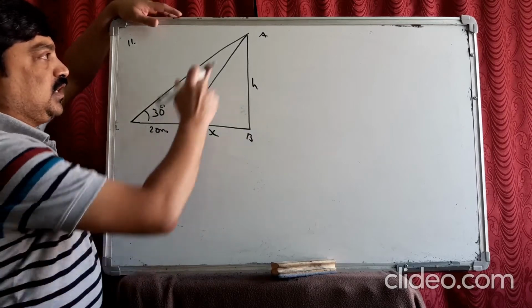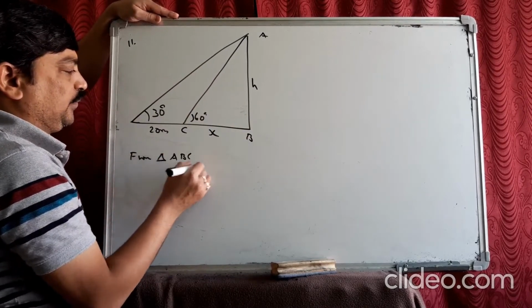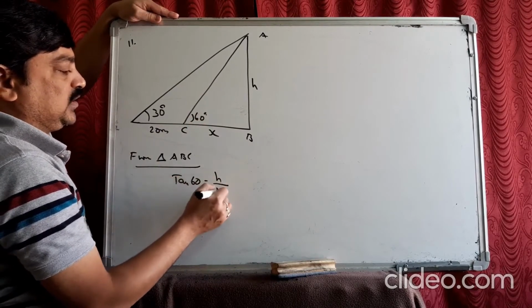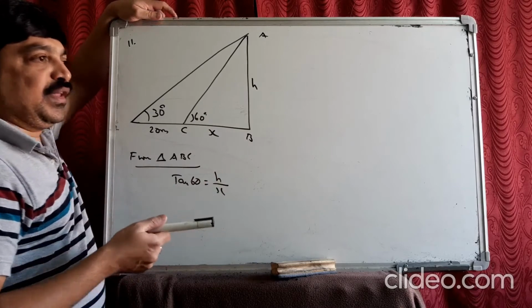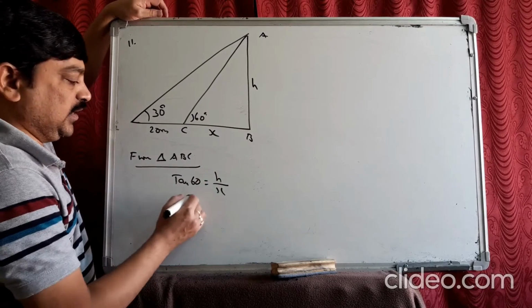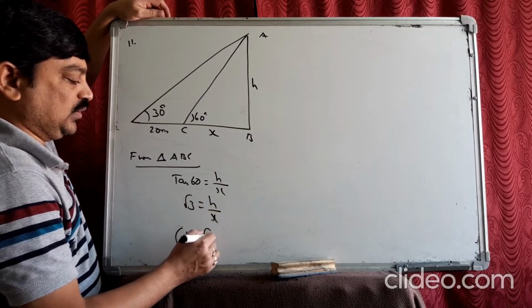Now first I take the small triangle ABC, tan 60. Why am I taking tan always? Depending on the available data. If opposite and adjacent sides are available, then we go with tan theta. It is root 3 equal to h by x. You can also take it as h equal to root 3 x.